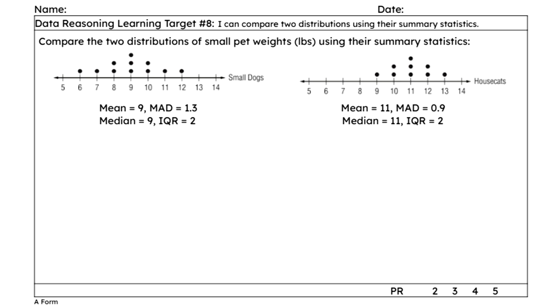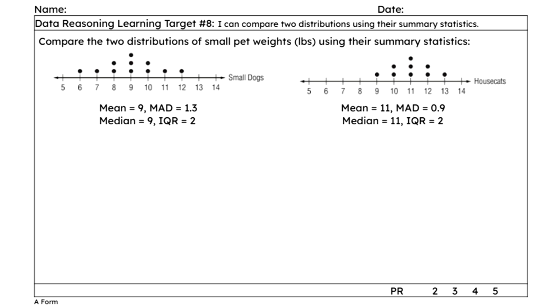So summary statistics are things like measures of center, like mean and median, or measures of spread, which could be mean absolute deviation or IQR. So let's take a look at these two distributions. This is of small pet weights in pounds.